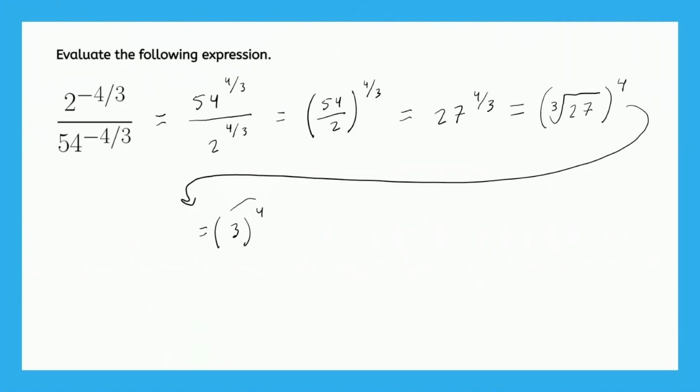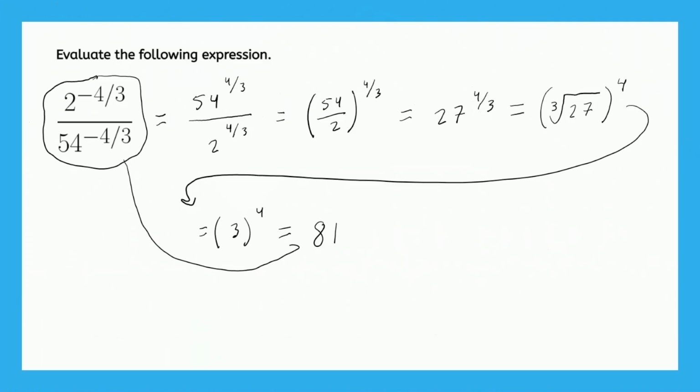Now last step. What is 3 to the power of 4? Or 3 times 3 times 3 times 3? Well, that is 81, and we cannot simplify 81 anymore. So that is the value of our original expression. It's amazing how this super complicated expression simplified is just 81.